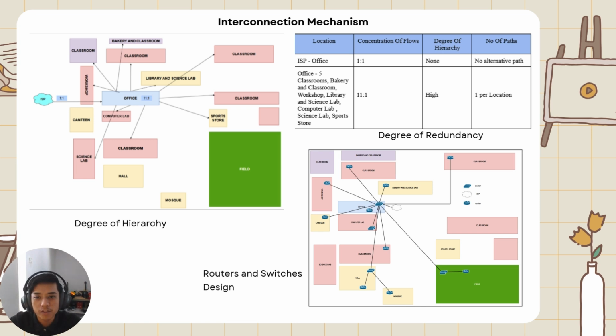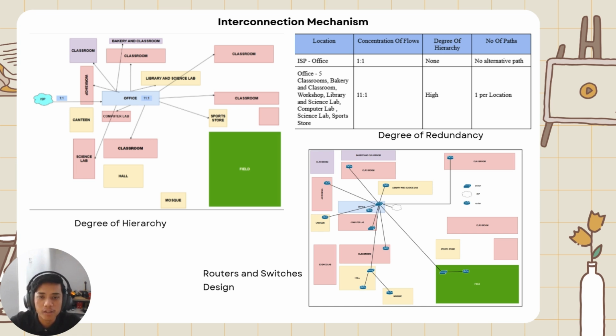On the right, the interconnection mechanism is detailed with a diagram showing routers and switches linking these areas, supported by two tables. The first table lists location-specific flow concentration. The ISP office has a 1-to-1 ratio with no hierarchy and no alternate path, while the office internal blocks, workshop, canteen, computer lab, library, science lab, classroom, hall, mosque, sports store, and field show a 4:1 ratio with medium hierarchy and one primary path.